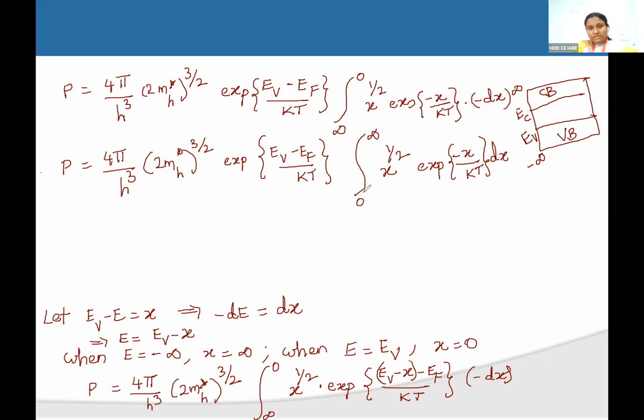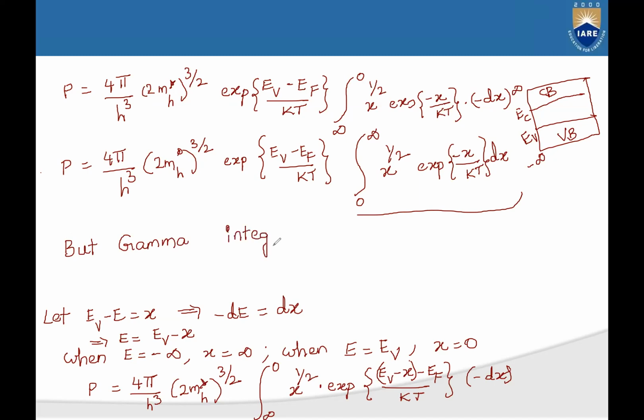Now, if you look at this integral, it is in which form? Is it not in the same form as the gamma integral? Yes, students? I think we have discussed the gamma integral. What is the value of this integral? Are you listening, students? Yes, ma'am. So what is the value of this integral? This integral is called the gamma integral. What is the value of this gamma integral? I think we took it when we were doing electron concentration.